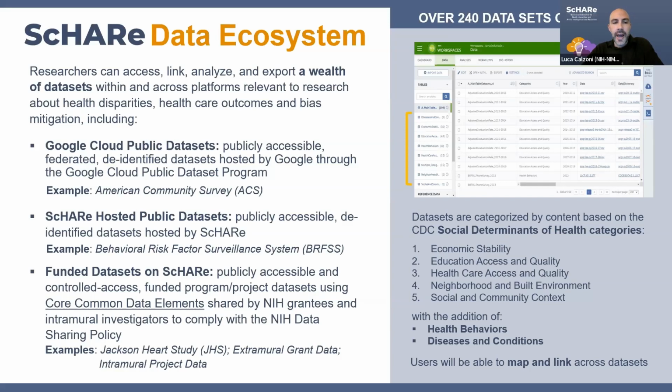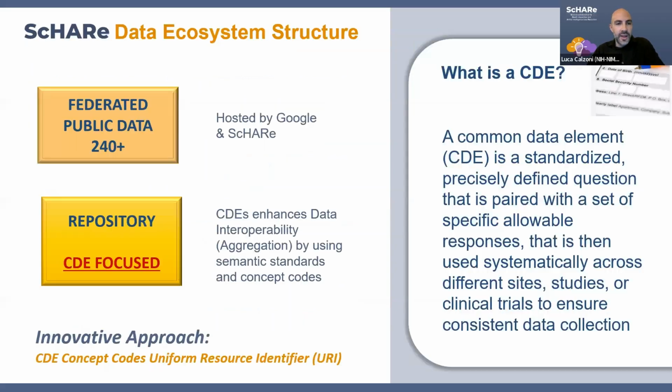And finally, the third category is funded datasets on ScHARe, which is comprised of publicly accessible and controlled access funded program project datasets from NIH and focused on core common data elements. I'll tell you about that in a moment. So the structure is basically focused around some federated public data. We host right now more than 240 datasets hosted by Google and ScHARe. And then we have this data repository, which is CDE focused.